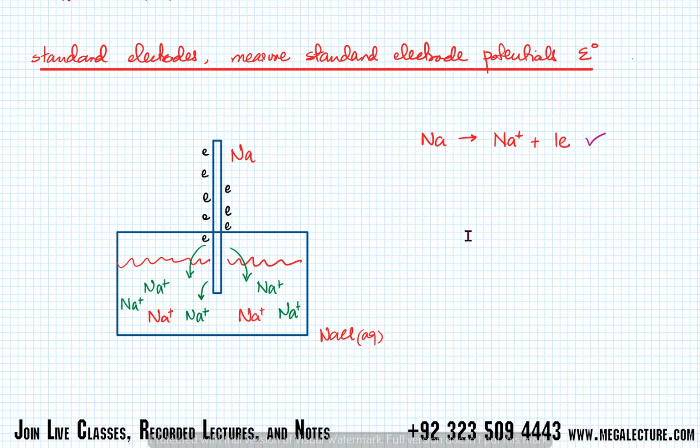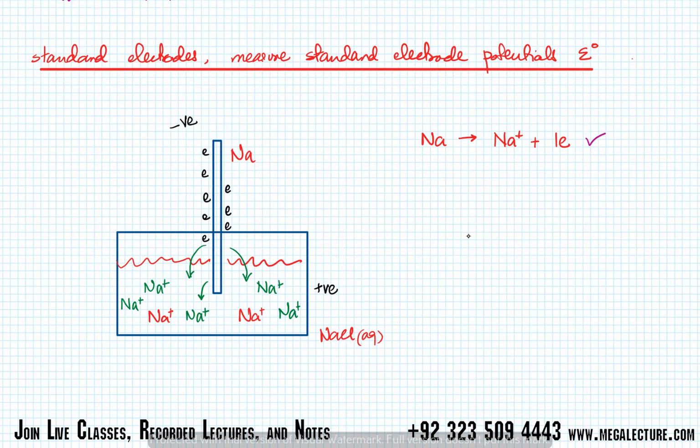Yes, sir. Okay. Now the thing is that your rod is now becoming negatively charged because there's slightly more electrons on the rod, right? Because sodium started to lose electrons. And what's happening to your solution? Your solution is becoming more and more positively charged because the number of positive ions in the solution are increasing.